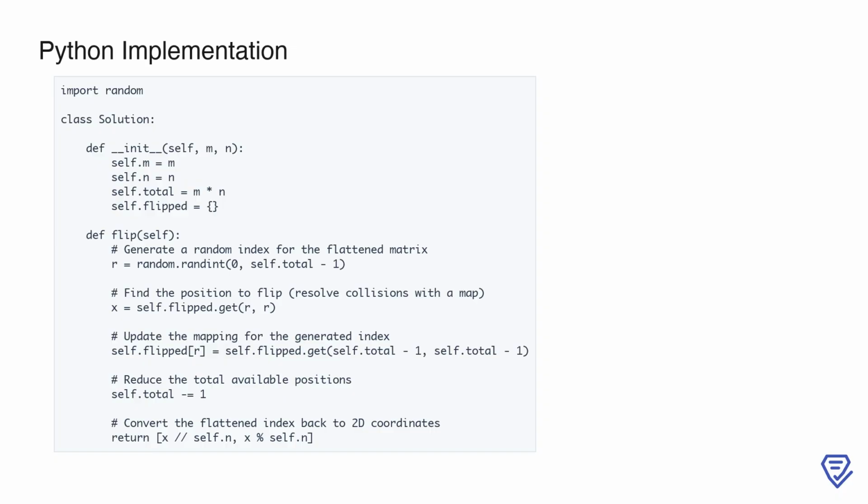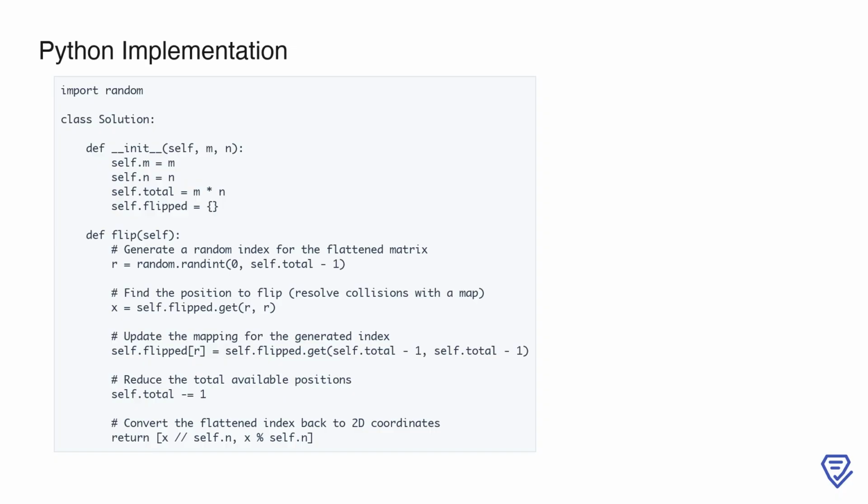Now, in the flip method, the first step is to generate a random index for our flattened matrix, which is essentially treating the 2D matrix as a single linear array. Using the random module, we generate a random integer between 0 and total minus 1. Then, we use the flipped dictionary to handle collisions. If the random index has already been flipped, we retrieve its mapped value, otherwise, we use the index itself. This ensures that we correctly handle cases where some positions are already taken.